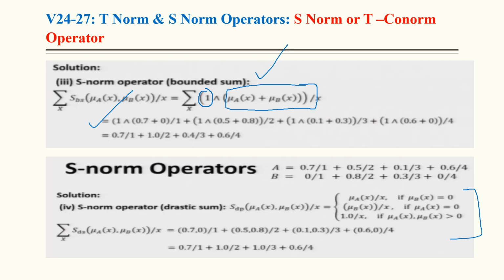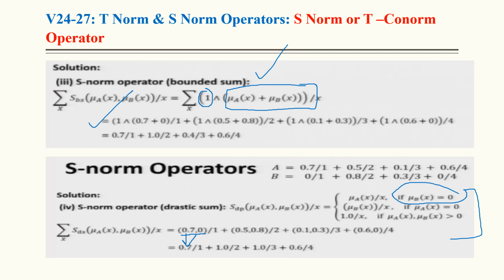This is mu A(x) if mu B(x) equal to 0, right? Otherwise it will be mu B(x) if mu A(x) is equal to 0. So in this case 0.7 and 0, so mu B(x) is equal to 0, therefore the value will be equal to mu A(x), therefore 0.7 will be considered as it is, right?